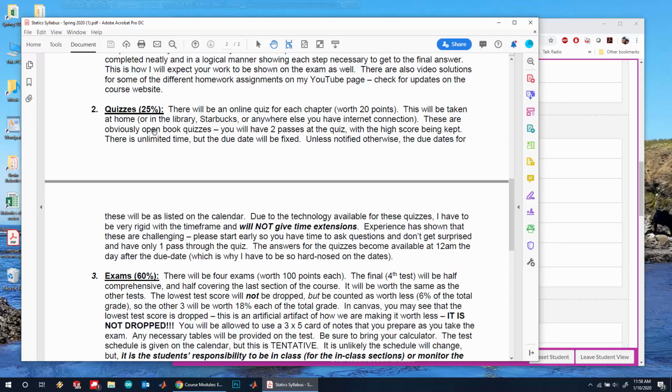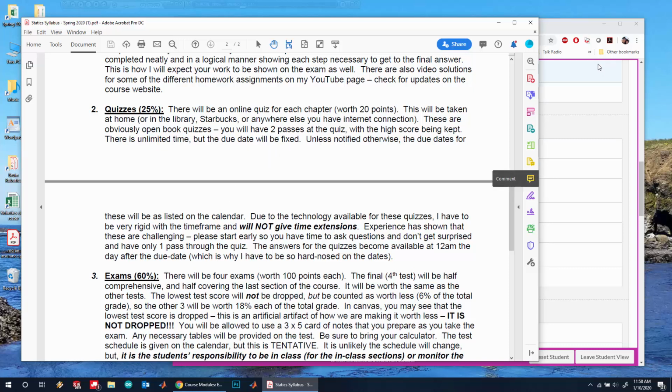The next portion are quizzes. Now there's an online quiz for each chapter worth 20 points. You can take these wherever you want. They're obviously open book because I can't enforce that they're not open book. And the deal is you're going to have 2 passes at the quiz and the high score is kept. But be aware that it randomizes a lot of the inputs, so don't just copy and paste the answer from one thing to the next. You need to do it on paper, make sure you record how you do it, and then go from there. There is unlimited time, but the due date is fixed.